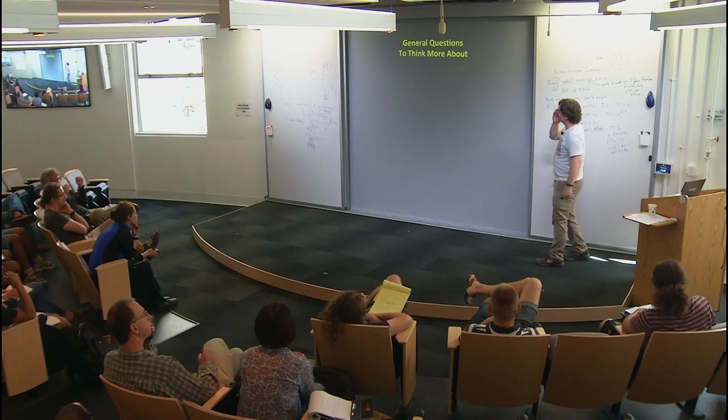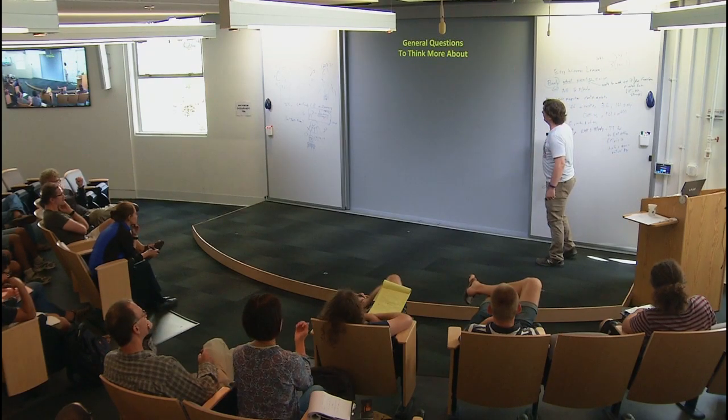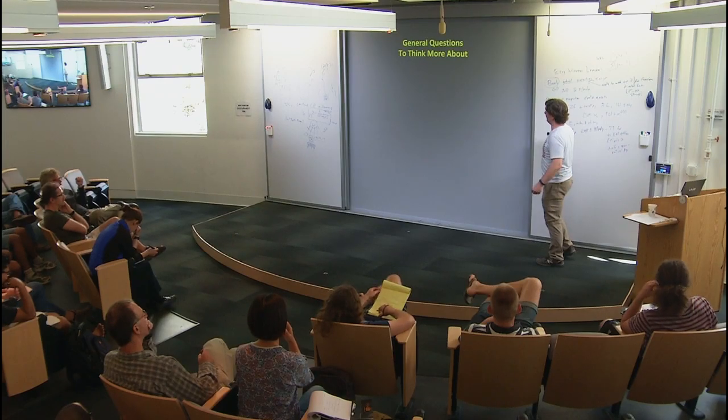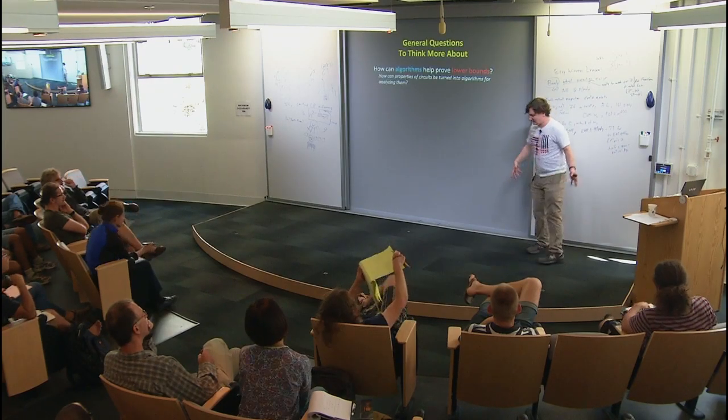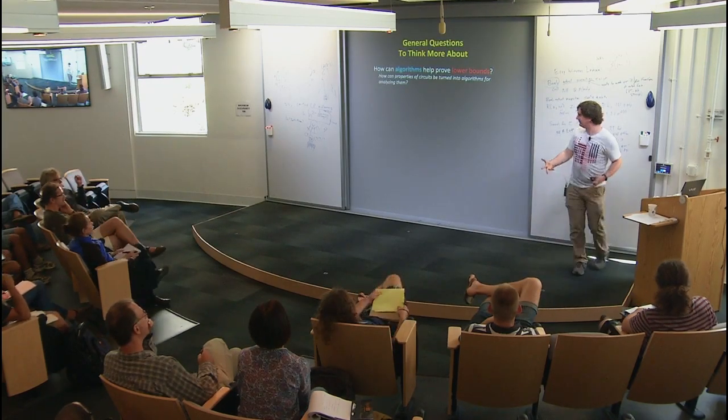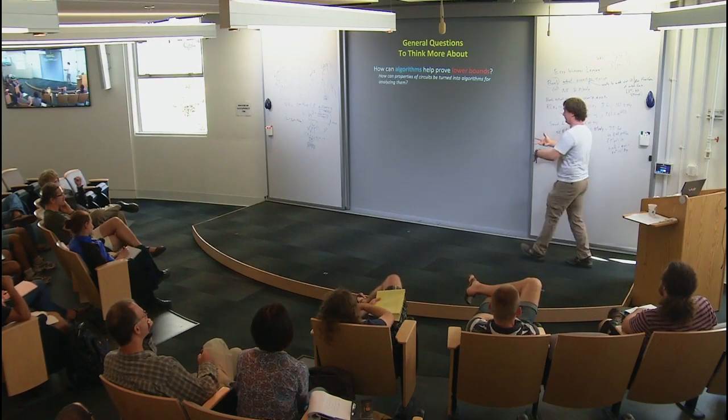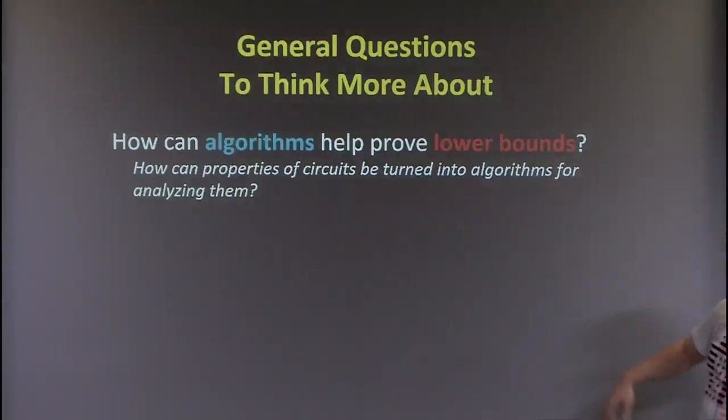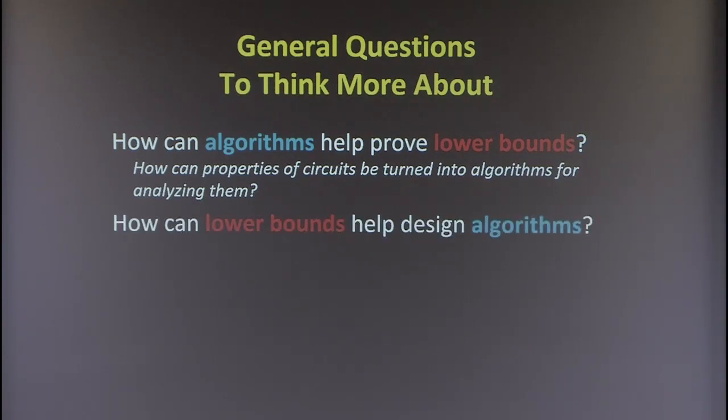So I guess I want to conclude with some general questions to think more about these things. How can algorithms help prove lower bounds? How can properties of circuits be turned into algorithms for analyzing them? And how can lower bounds help design algorithms? Okay. So we've seen, at least at a high level, lots of different examples of these two kinds of things.